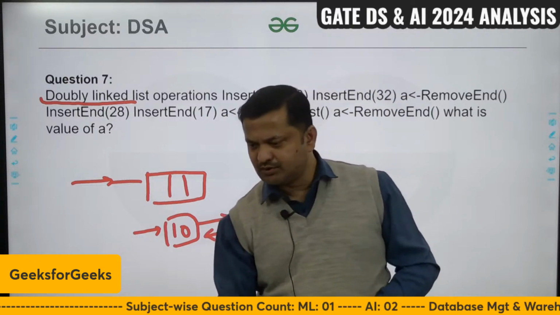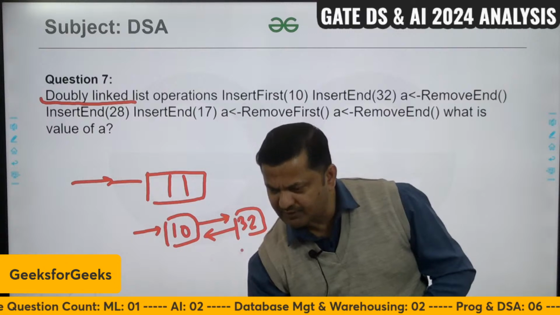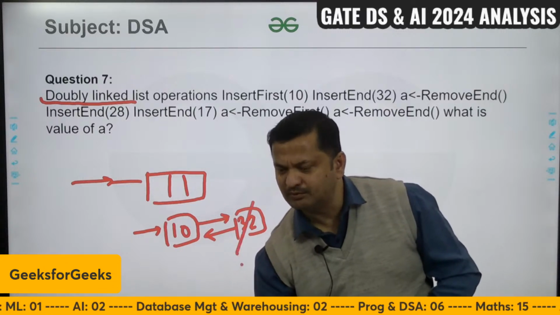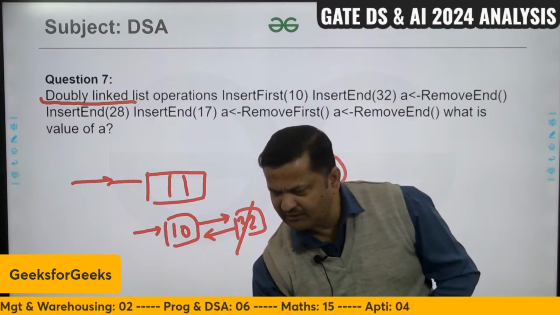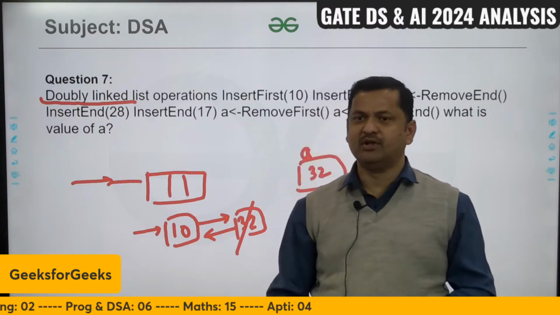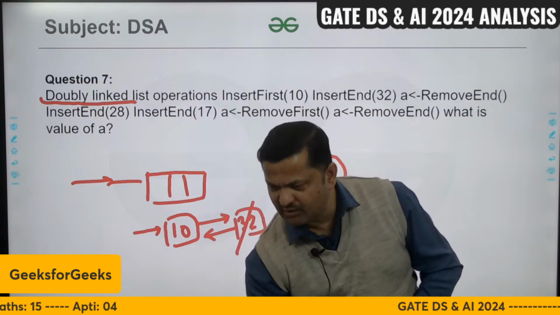All right, so a is assigned as remove end. Whenever we remove end, this particular node is going to be removed, and this is assigned to a. So a is somewhere in the memory, and the value 32 is assigned to this variable after removing 32. That is the end of this particular doubly linked list.